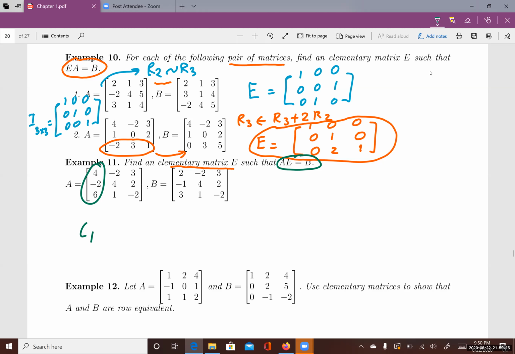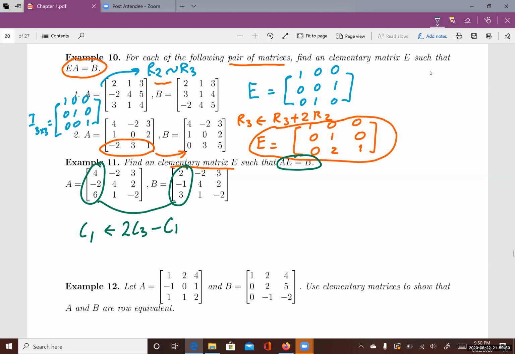It's changed from 4 to 2, right? So you can see that one possible way is column 1 equals 2 times column 3 minus column 1. That's one possible way. Because 2 times 3 is 6 minus 4 is 2.